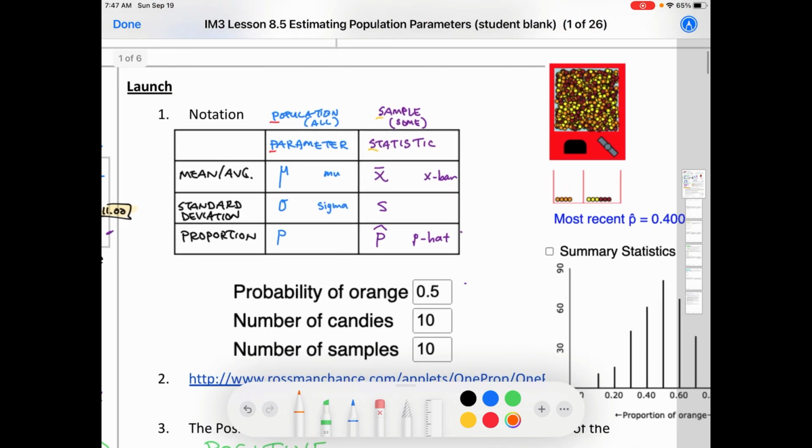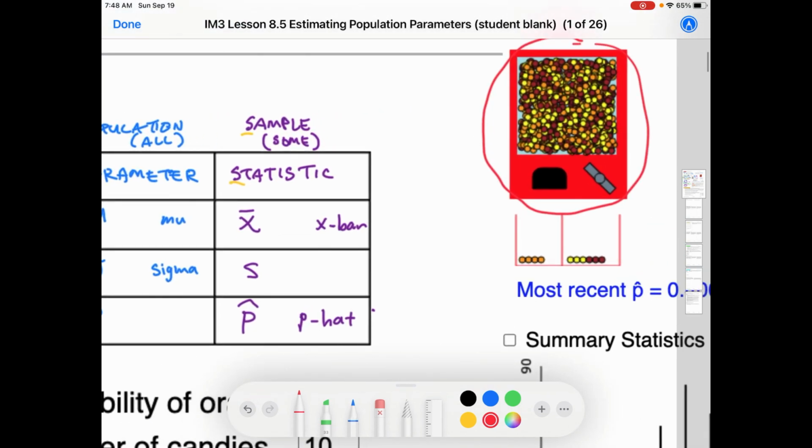All right, so I want to talk about this candy machine because the candy machine is a big visual for us. So let's go back to this candy machine. In the candy machine analogy of Reese's Pieces, which one represented the population? All of the candy in the machine, the candy coming out, or the histogram bar graph at the bottom? Well, the machine here represents, let's call this, the distribution of the population.